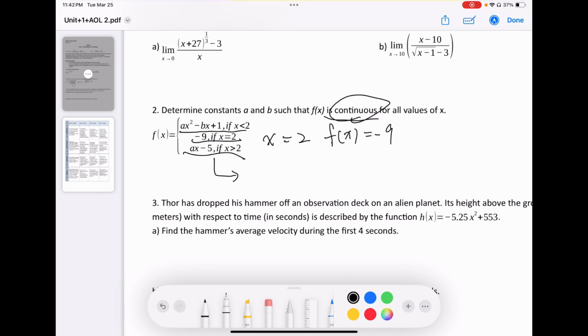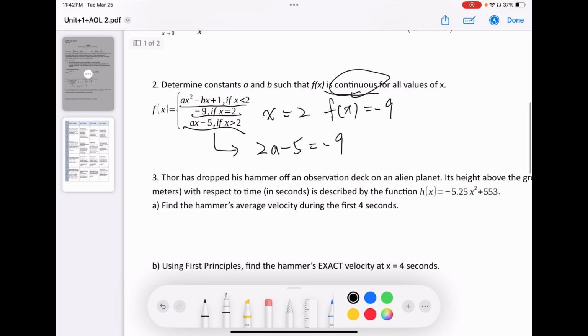So now we're going to do the bottom one first because there's only a. So it'll be 2a minus 5, because we just plug in x right away, and that equals 5 minus 9. Then we move -5 to the right, so 2a equals -4, and then a equals -2.